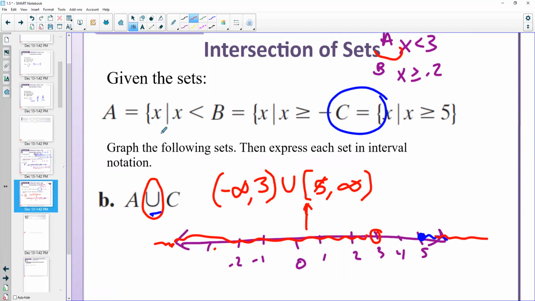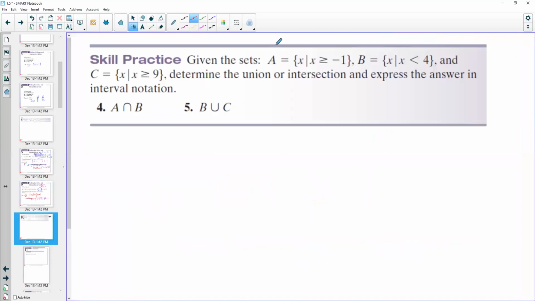Okay, you're going to do a bunch of these. Let's try another. A is where x is greater than or equal to -1. B is x where x is less than 4, and C is x where x is greater than 9. So A and B. So this is number 4. Let's graph A and B.